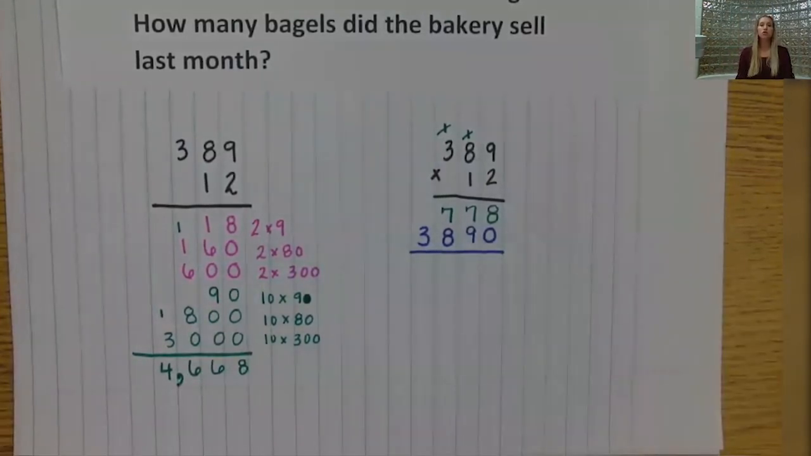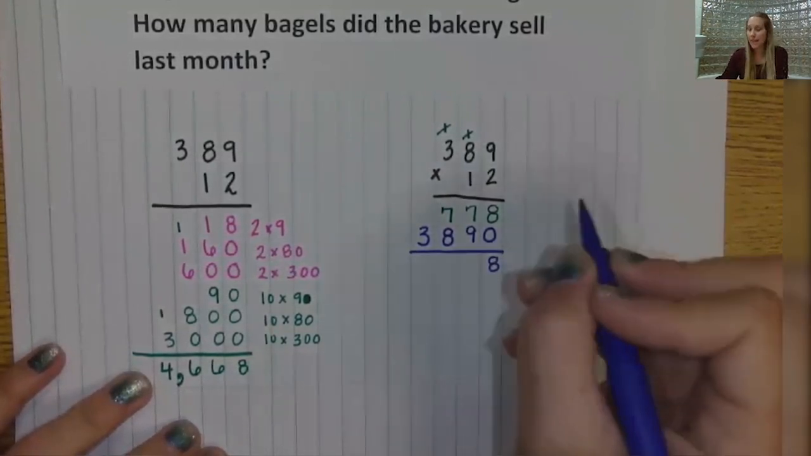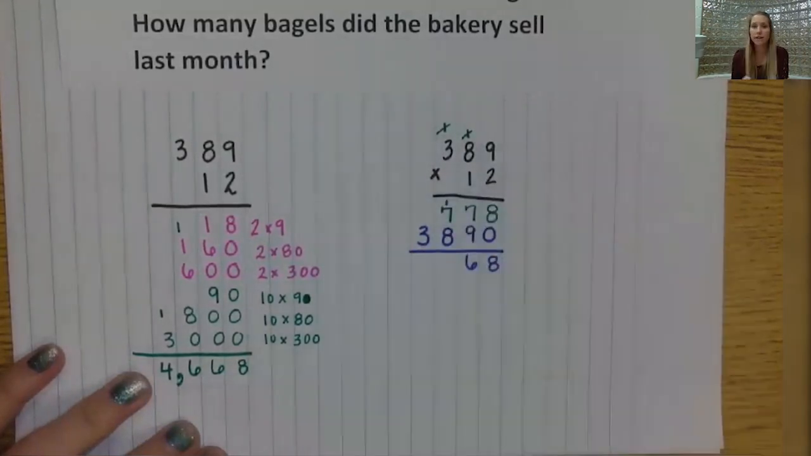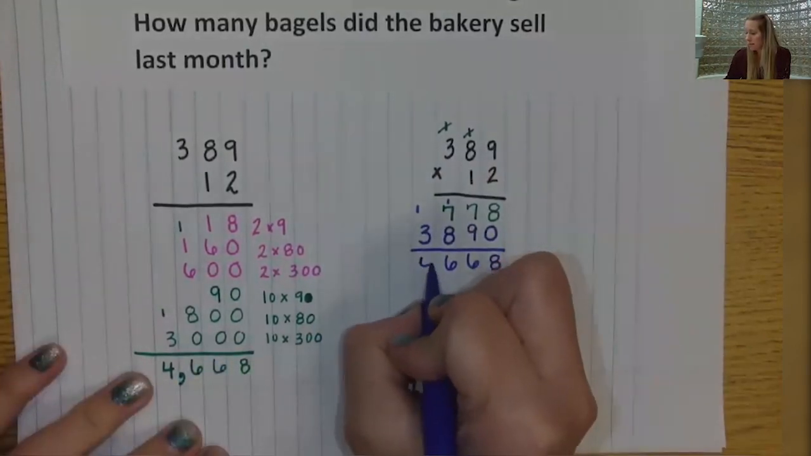Now we ended up with 2 partial products. Is that what your prediction was? Did you predict we were going to have 2 partial products? If you did, congratulations, you were correct. What do we need to do with our 2 partial products to get our final total? That's right, we need to add them. Let's do that. 8 plus 0 is 8. 7 plus 9 is 16. Regroup a 1. 8 plus 7 is 15. Plus 1 is 16. Regroup a 1. 3 plus 1 is 4.